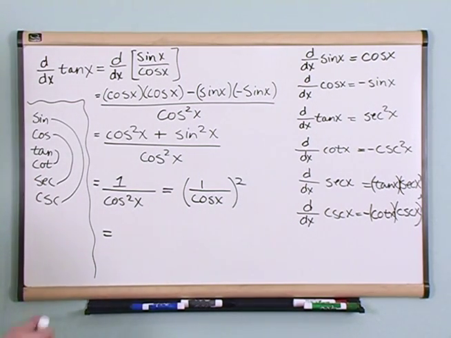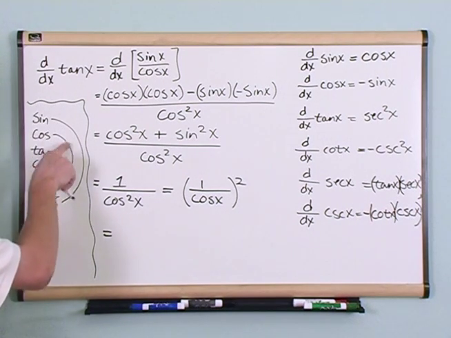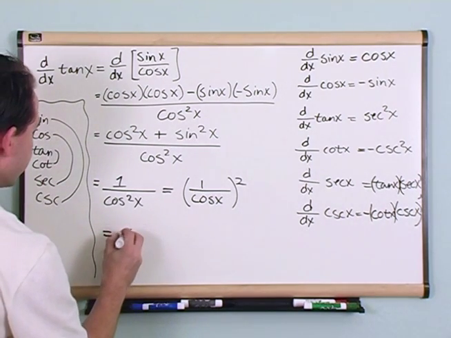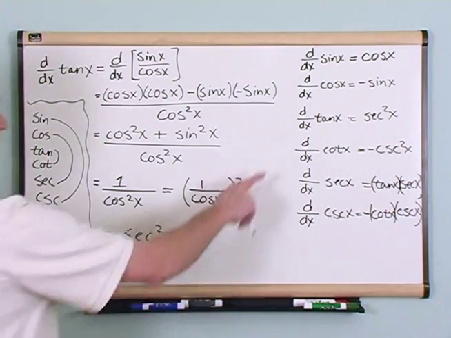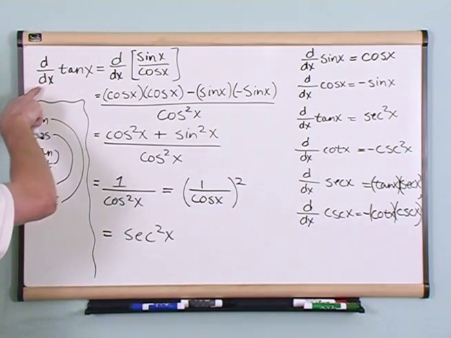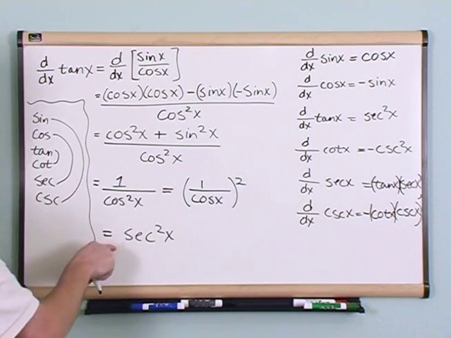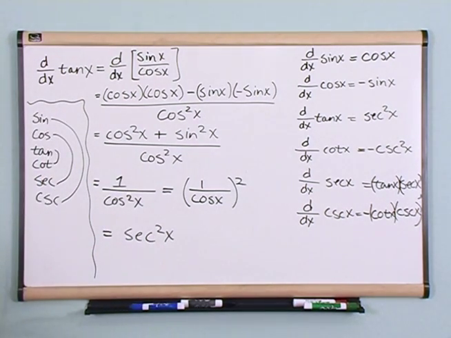But you could also look in a table and convince yourself that 1 over cosine is equal to secant. So then what you get in the end is secant squared of x, and that's exactly what we started with. So we've proved that the derivative of the tangent function is equal to secant squared of x.